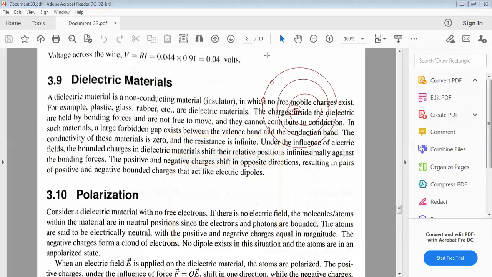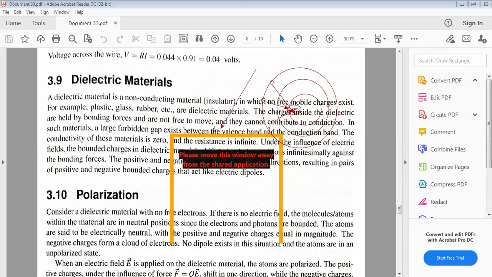All these are tightly bonded to the central nucleus. If these are very tightly bonded, they are unable to move. This area is the conduction band.